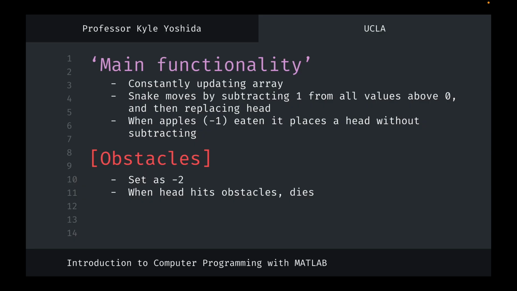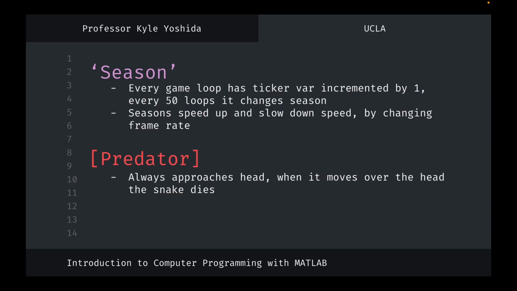Diving into the game mechanics function, we'll just give a brief overview. The obstacles, for example, are set as -2 on the array, and just as in the original, whenever the snake hits a wall, it dies. So same here, there are 10 randomly placed obstacles, and whenever the snake head hits the obstacles, it dies. The next game mechanic is the season.